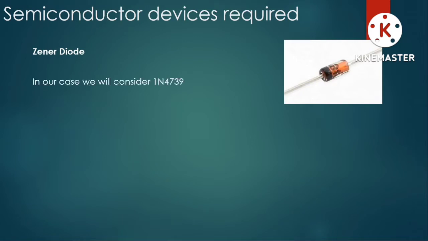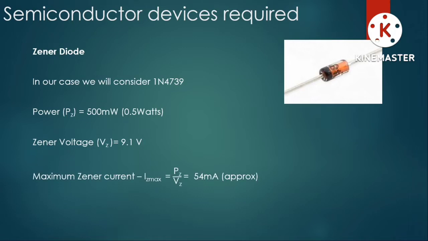In our case, it will be 1N4739. The power dissipation is 500 milliwatts, it is 0.5 watts. The Zener voltage is 9.1 volt and it can be seen from the data sheet of 1N4739. Maximum Zener current can be calculated from this formula where we know the maximum power and the Zener voltage. Hence the calculation of the maximum Zener current is easy, and in this case it is 54 milliampere.